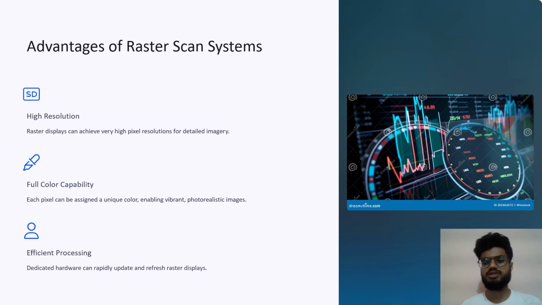Here are the advantages of raster scan displays over random scan displays. First one is high resolution images, like HD images. The raster scan display can achieve high pixel resolution and detail in every image, which helps in analyzing the image or extracting information from it very easily. Second one is full color capability. Each pixel can be assigned a unique color, allowing vibrant, photorealistic images. As I told you, detailing. And the third one is efficient processing. Dedicated hardware can repeatedly update and refresh the raster scans.